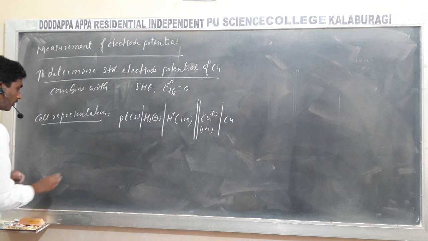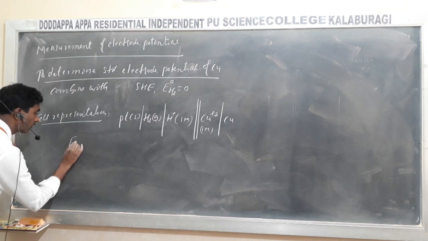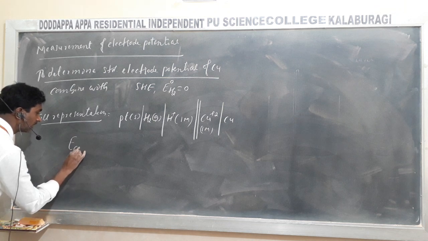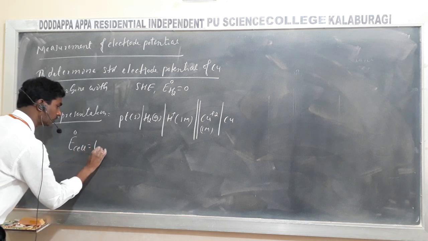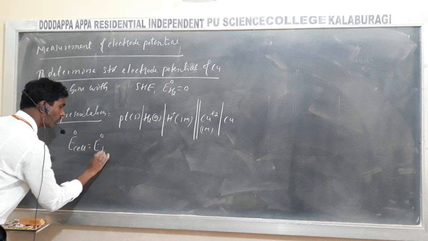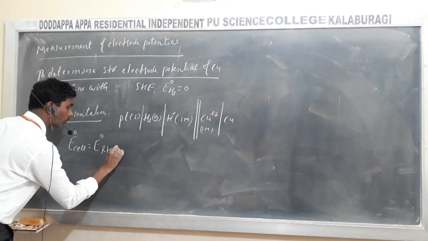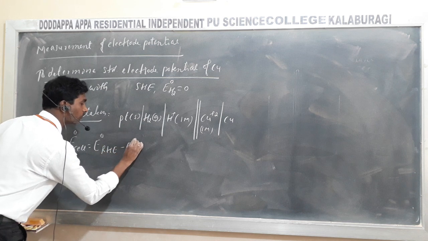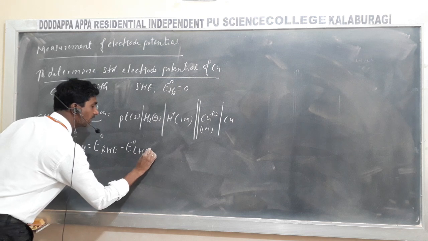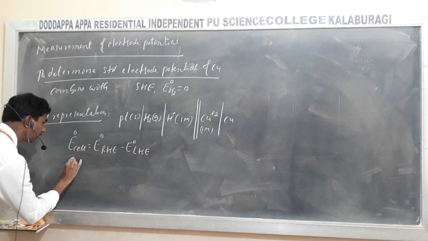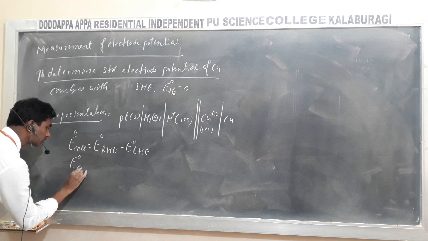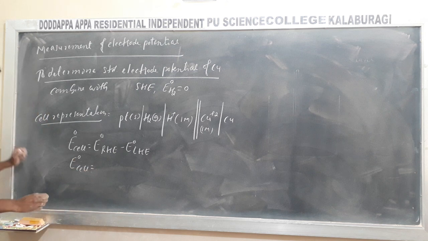So how can you find out the E of cell? You know that E naught of cell is equal to E naught of RHE, the right hand side electrode, minus E naught of LHE. LHE means left hand side electrode. So E naught of cell is equal to right hand side electrode minus left hand side electrode.